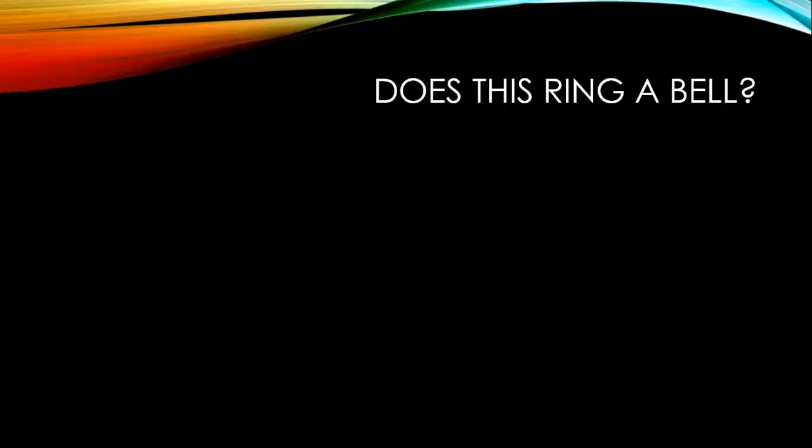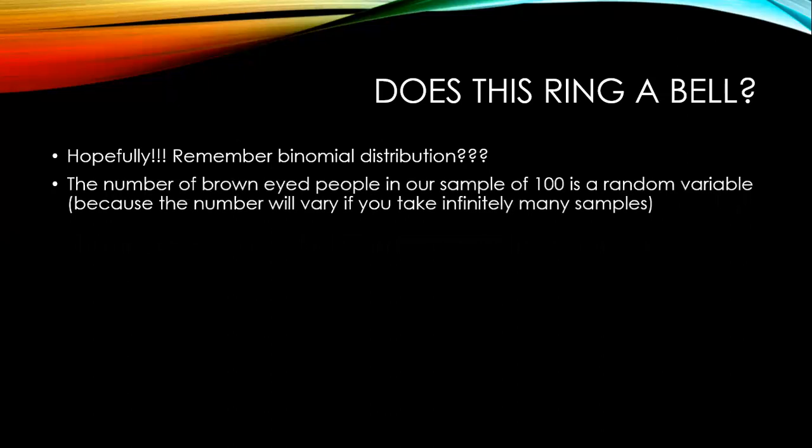Does this ring a bell? Hopefully it does. Do you remember the binomial distributions? Do you remember the binomial distribution is about counting the number of successes you have out of a fixed number of trials? That's what a binomial distribution is all about. So the number of brown-eyed people in our sample of 100 is a random variable. So why is that a random variable?